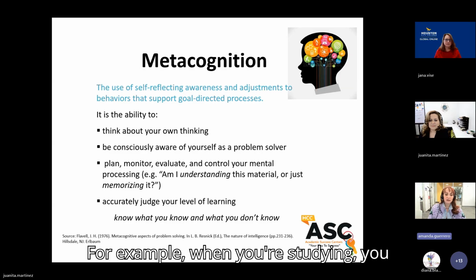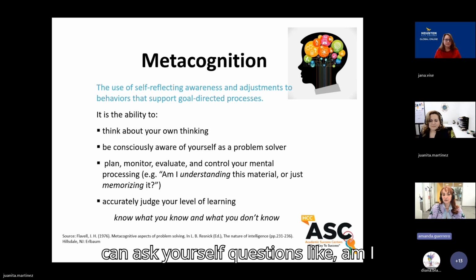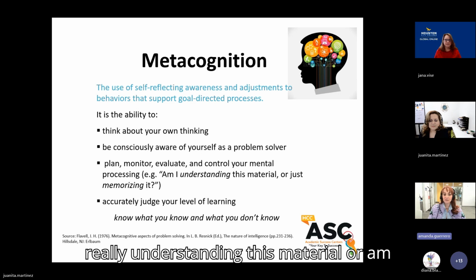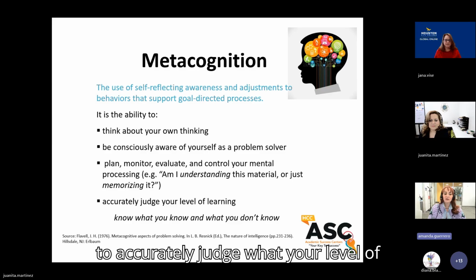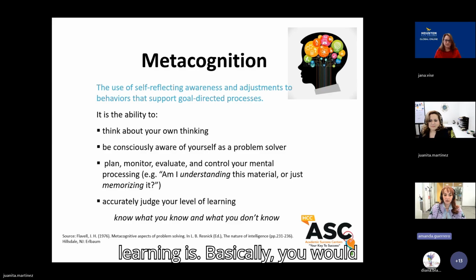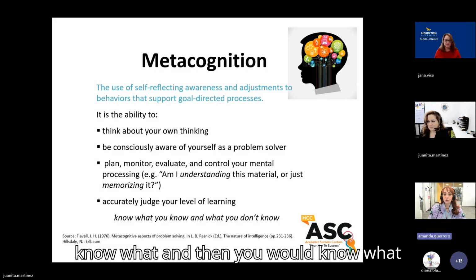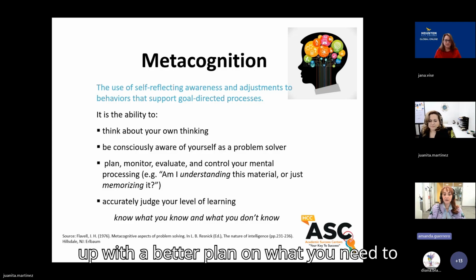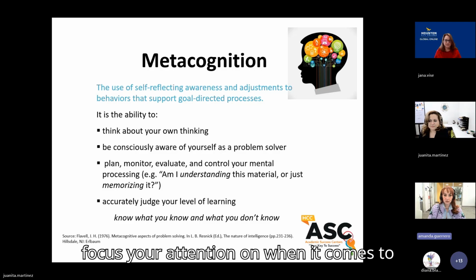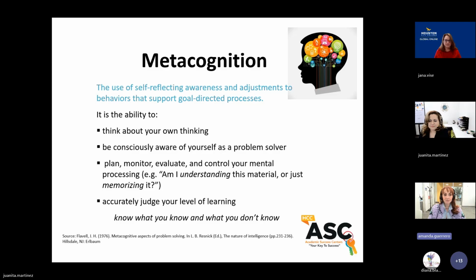For example, when you're studying, you can ask yourself questions like, am I really understanding this material or am I just memorizing it? It's your ability to accurately judge what your level of learning is. Basically, you would know what you know, and then you would know what you don't know, and that helps you come up with a better plan on what you need to focus your attention on when it comes to studying.